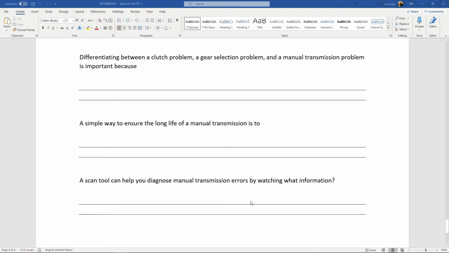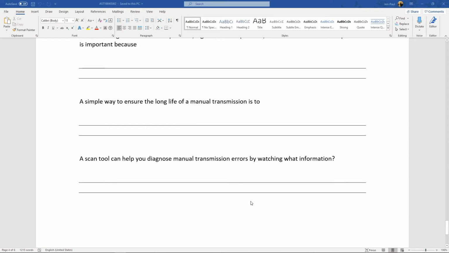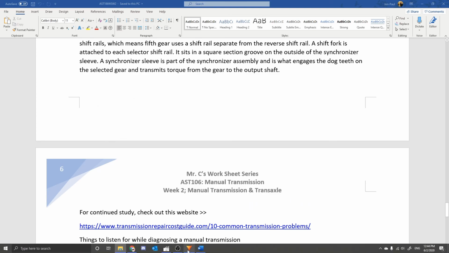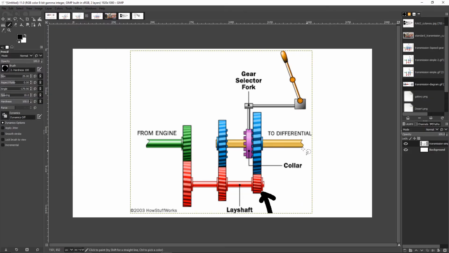A scan tool can help you diagnose manual transmission errors by watching certain information. Going back to my picture here, there will be an input shaft RPM sensor and an output shaft RPM sensor. If we have a problem where I don't think it's engaging second gear, I could watch the input and output shaft speed sensors and it would tell me what's actually going on within the transmission.